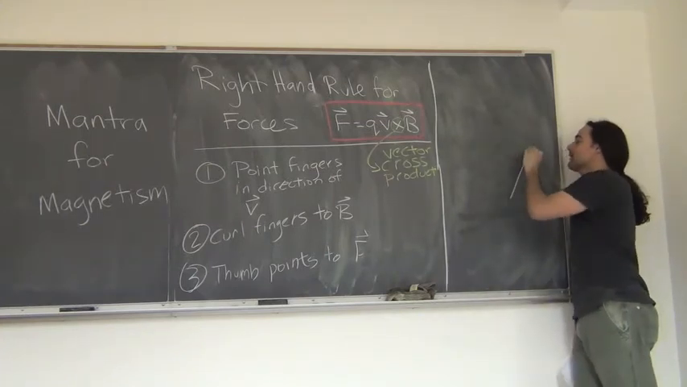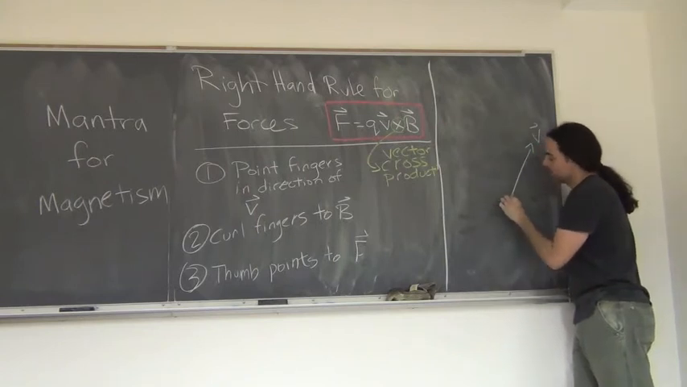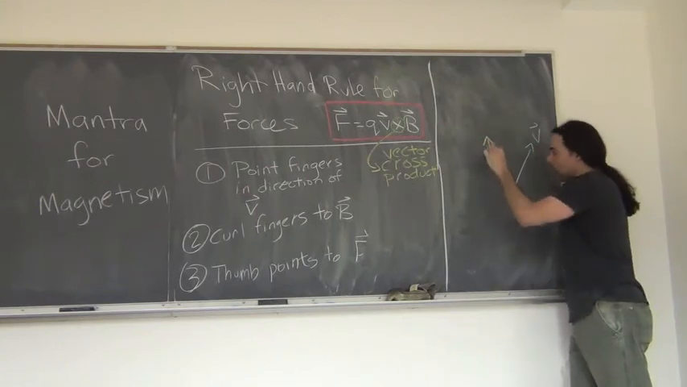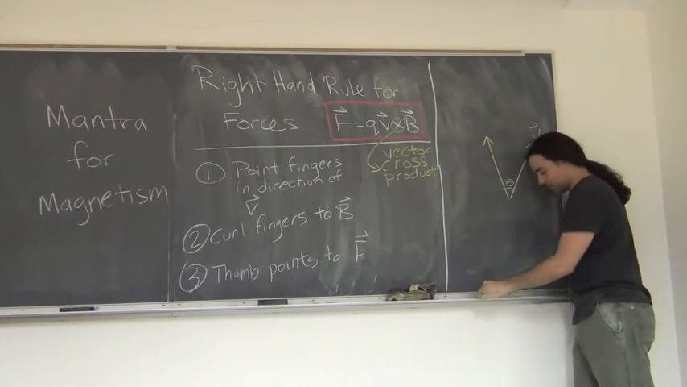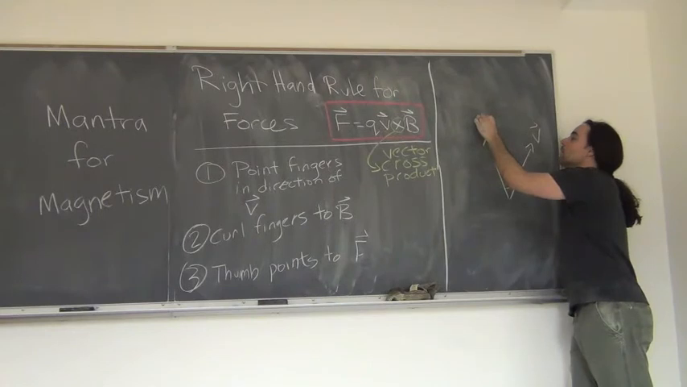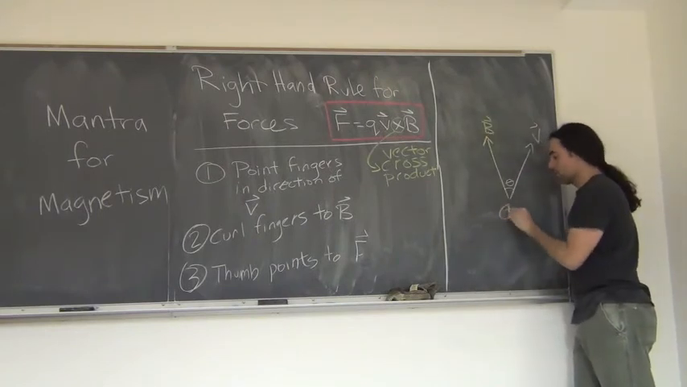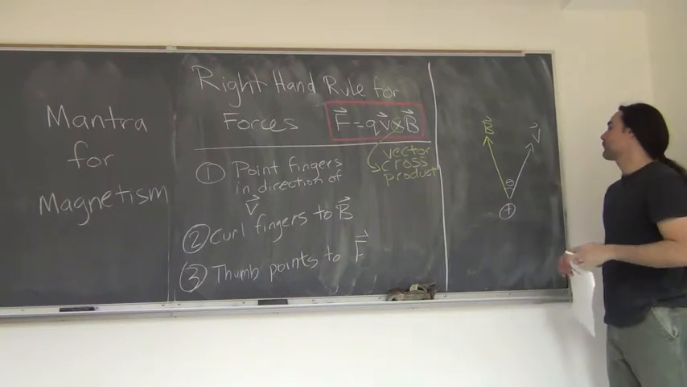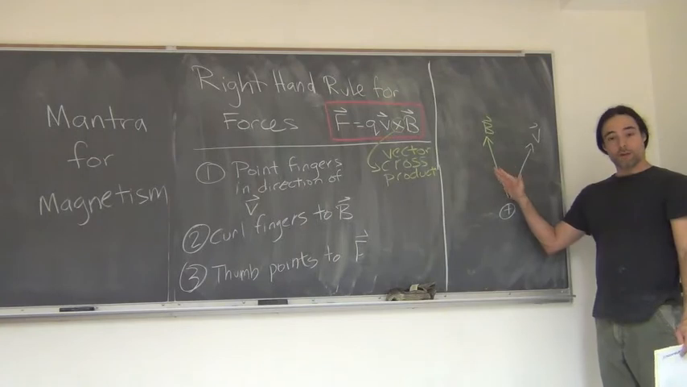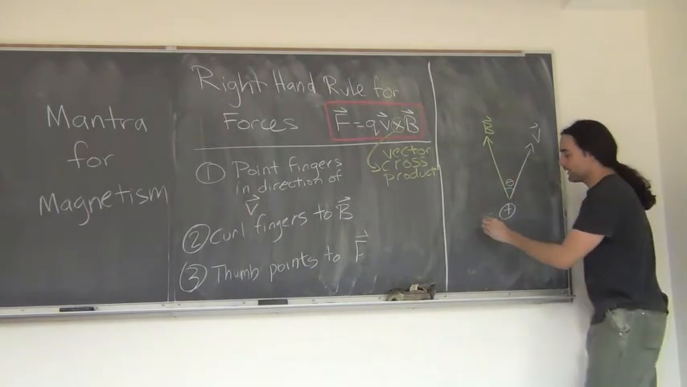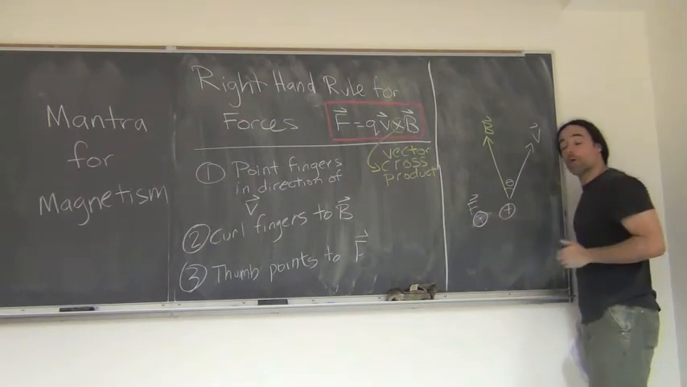Let's try a slightly different angle. V points up and to the right, B points this way, and there's some angle theta between them. Again, we'll do a positive charge. Let's say, point fingers along V, curl them to B, you'd have to go this way, so the force is again pointing out. Force is out of the board.